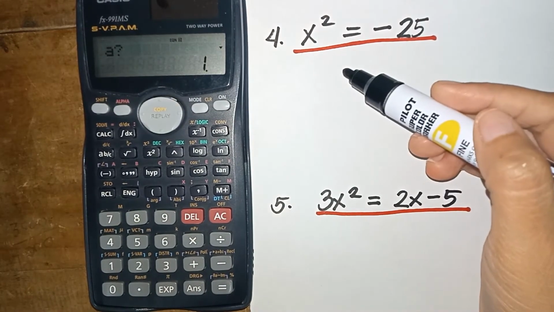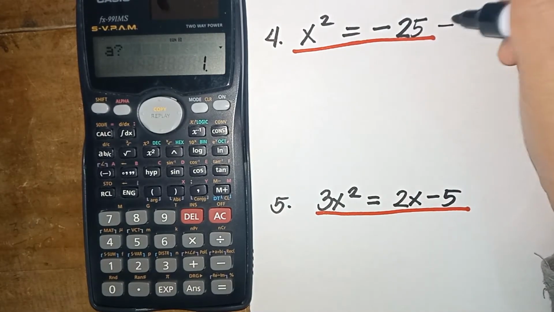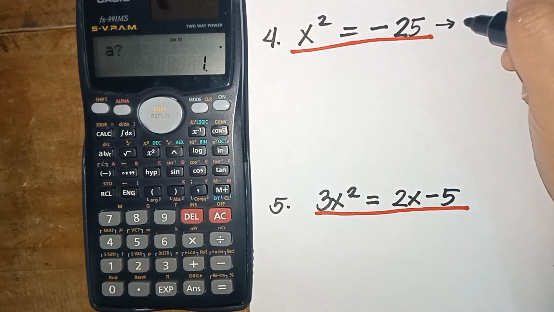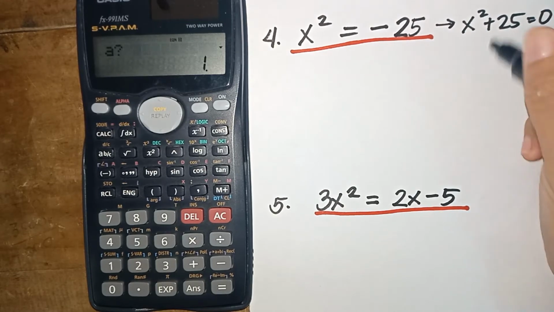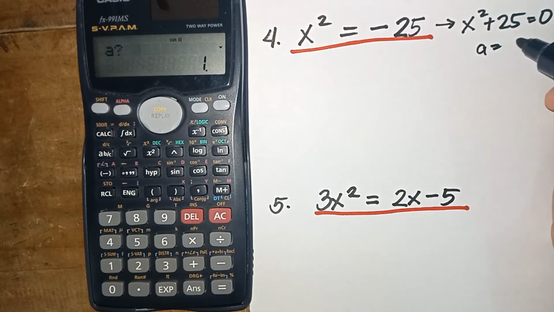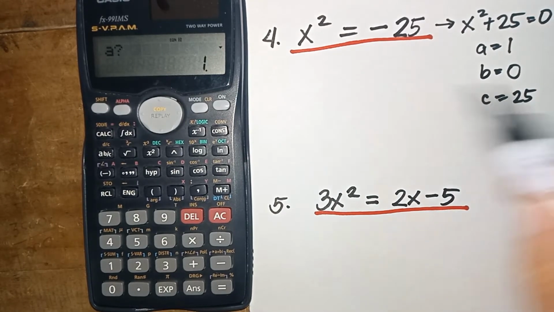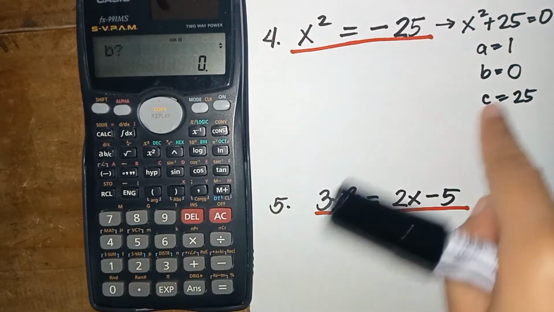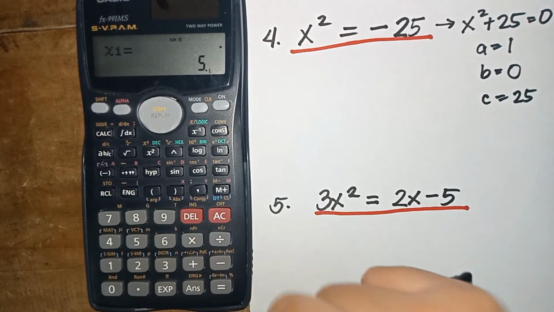Example number 4. If we have x squared equals negative 25. To make it in general form, use transposition. We have x squared plus 25 equals 0. So, A is equal to 1, B is 0 obviously, and C is equal to positive 25. So, let us type 1 as A, 0 as B, and C is 25.